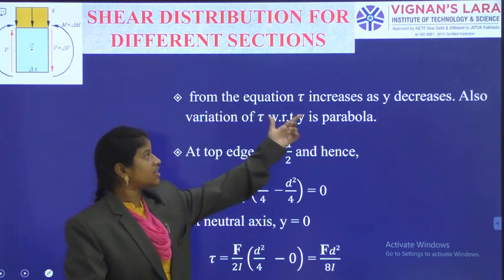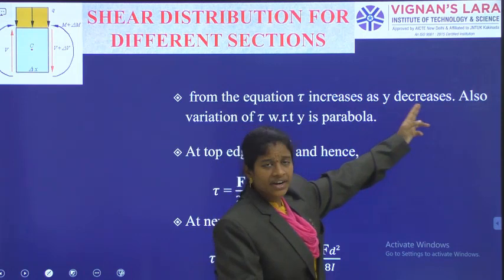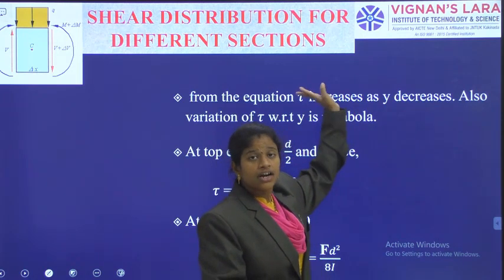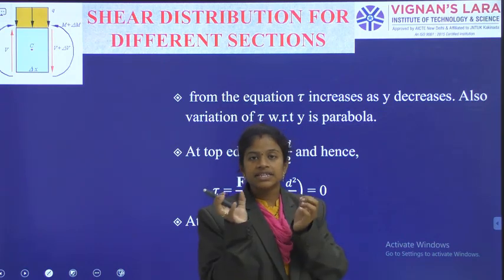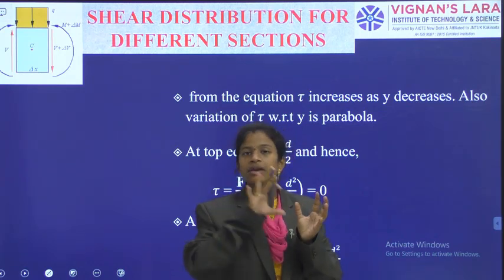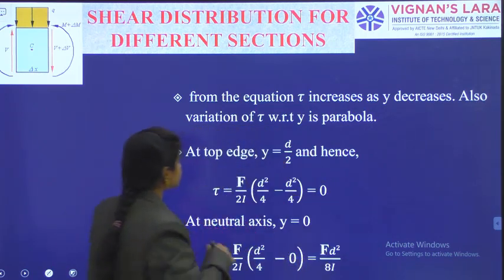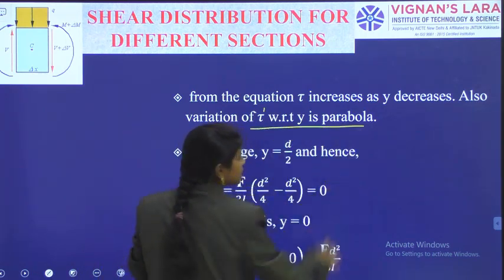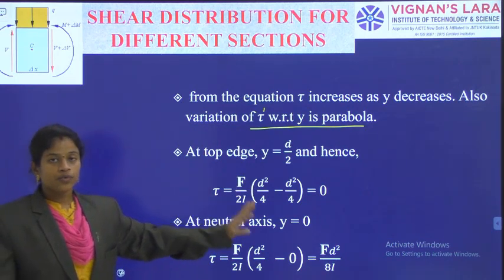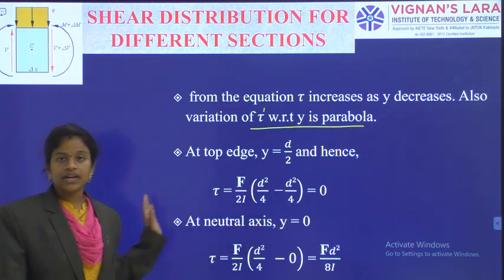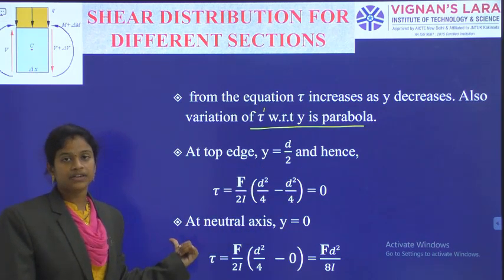So from the equation, tau increases as y decreases. Or in the reverse condition, you can write tau decreases as y increases, because y increasing means the negative portion is increasing, so the overall multiplication will be reduced and tau will be reduced. And also the variation of tau with respect to y is parabolic, because, as we have just seen, it is a second degree equation for tau with respect to y.